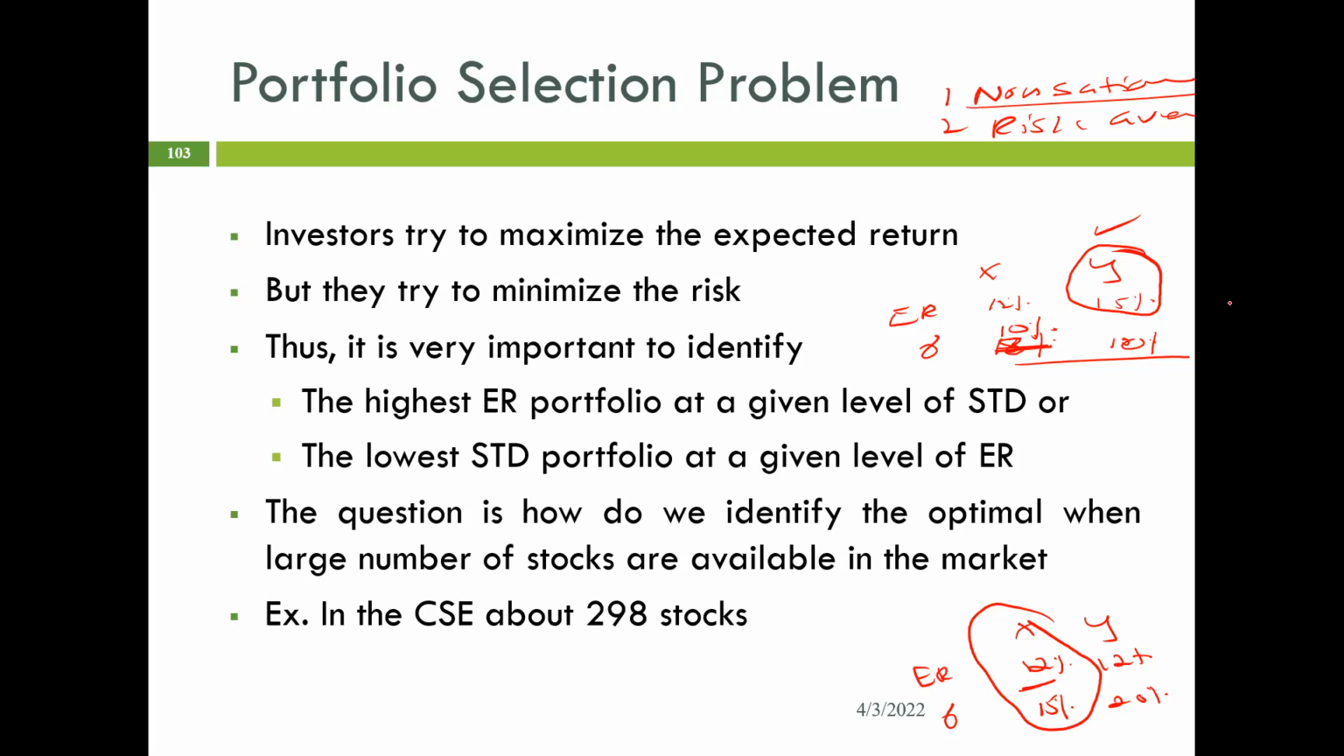So by constructing a portfolio, you need to achieve these two objectives, non-satiation and risk aversion. They are conflicting with each other. In order to achieve both objectives at a moderate level, you go with the portfolio. Thus it is very important to identify the highest expected return portfolio at a given level of standard deviation or risk, and the lower standard deviation portfolio at a given level of expected return. This is related to these two objectives of the investor.